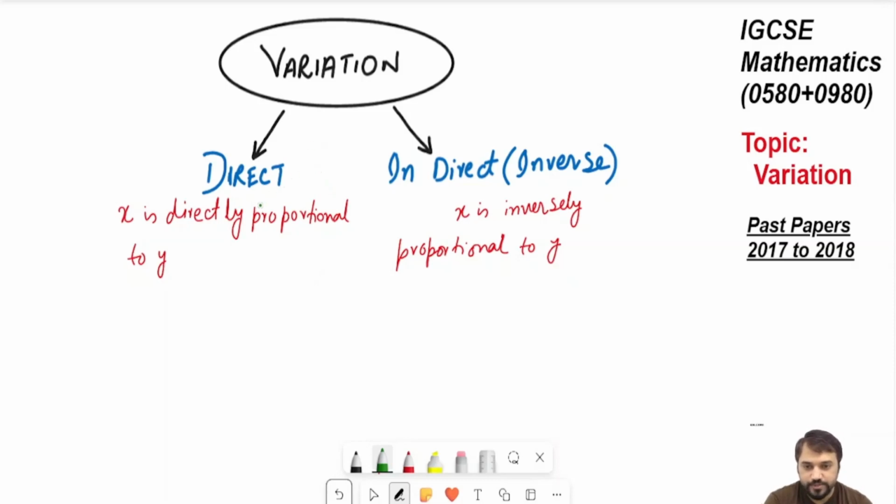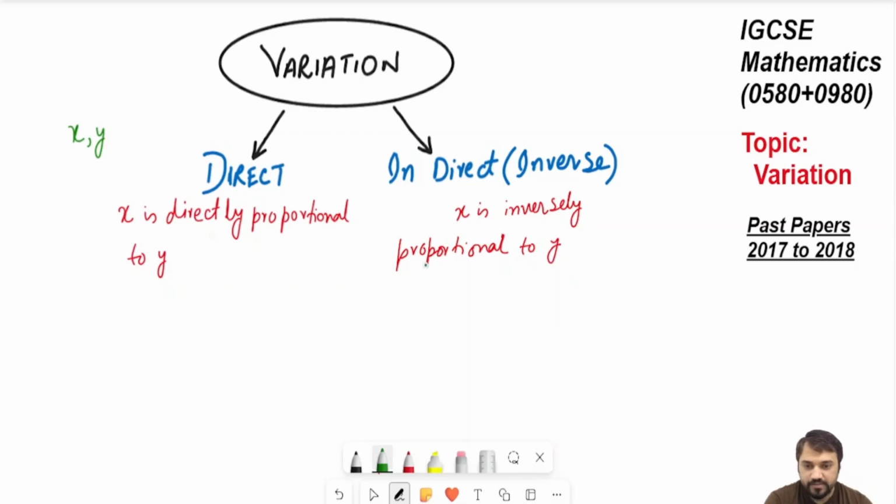Variation are of two types. Number one is direct variation and the other is indirect variation. Indirect variation is also called inverse variation. Let's say we have two variables x and y, and in direct variation x and y are directly proportional to each other, but in inverse variation x and y are inversely proportional to each other.